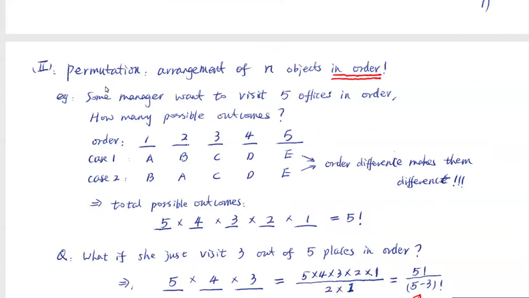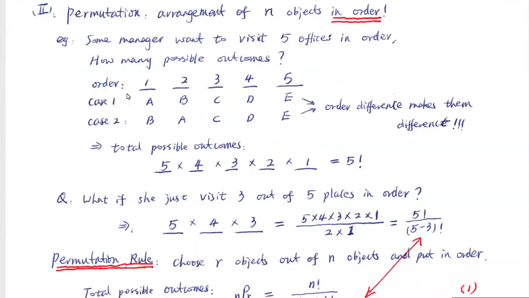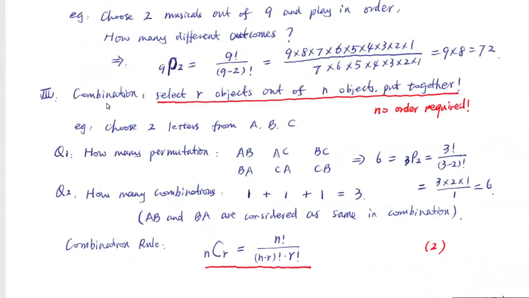Now, someone will say, what if we don't care about the order? We simply put them together. I don't care which one first, which one second. So that will be the case for combination. Everybody? Combination means we want to select, for example, R objects out of a total N, and put them together. There's no requirement for the order.